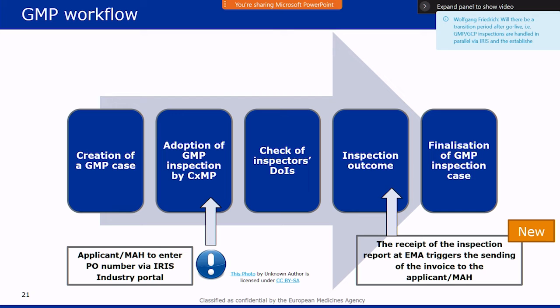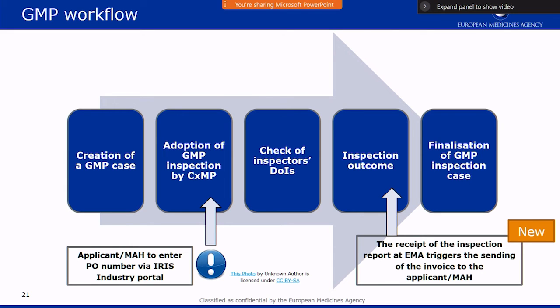So the workflow, as I mentioned earlier, will start with the creation of a case, with a GMP inspection case. And as I said earlier, this will be triggered by EMA. So industry users do not need to trigger anything, don't need to create any submission. We at EMA will create the inspection request and we will take all the necessary steps to make sure that that inspection is adopted by the relevant committee. So CHMP in the case of human medicinal products and CVMP for veterinary products.